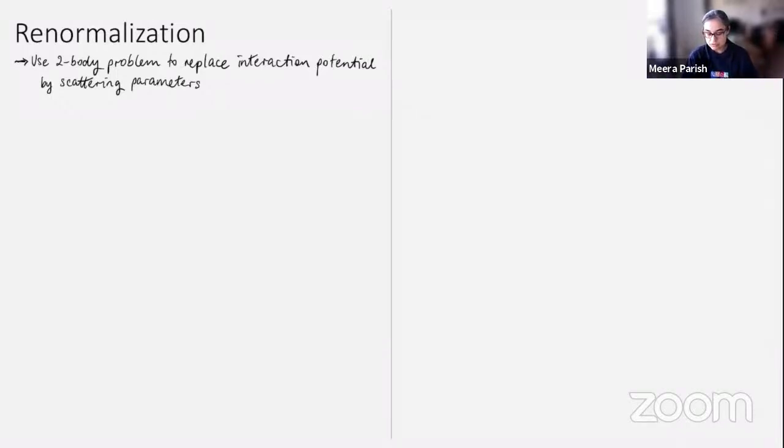So what we want to do whenever we write down a model for our BCS to BEC crossover, or many-body system, or even few-body systems, is replace whatever interaction potential we put in our Hamiltonian by our scattering parameters that we've just talked about, the scattering length. Okay, so how do you go about doing that?